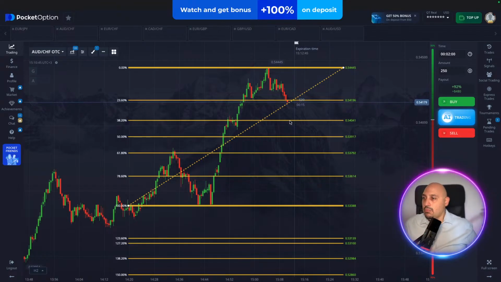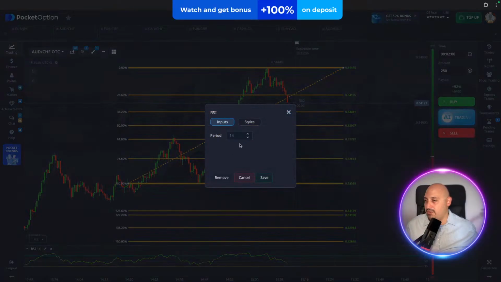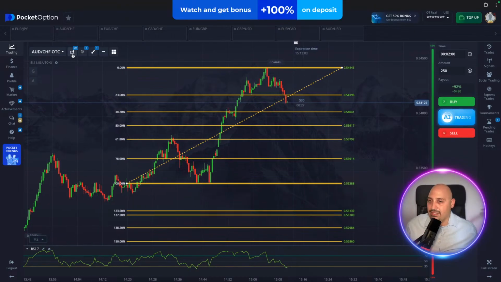However, what I'm going to add to this strategy is my RSI. And I'm going to tell you why I'm going to add the RSI. First of all, I'm going to choose a 7 period. And the reason why I'm going to choose a 7 period is because I'm trading with short time frames. I'm trading on a 30-second candlestick time frame, and I chose a 2-minute expiration time. Now, I've put the RSI 7 because I'm trading on short expiry times, and I'm going to use my RSI as a secondary confirmation that we have actually reached a bottom and it's time to reverse.